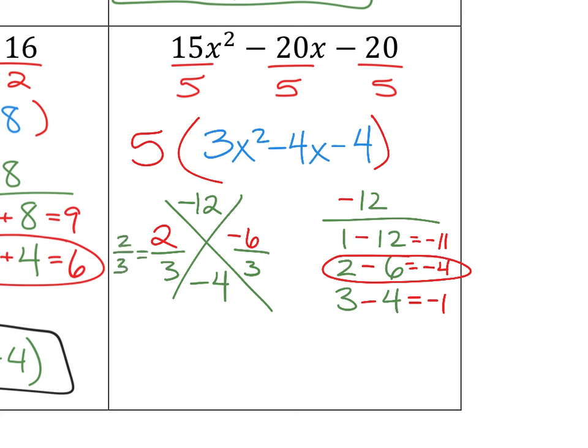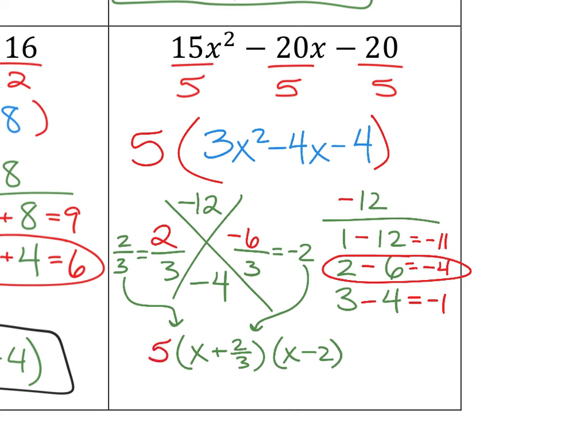It's just going to stay as 2/3. But negative 6 divided by 3, that's negative 2. So this is going to be x plus 2/3, x minus 2. What did I already forget to write down on this question? My GCF.